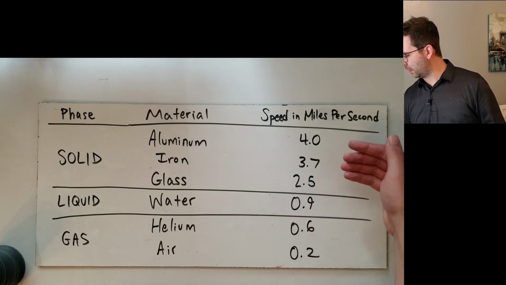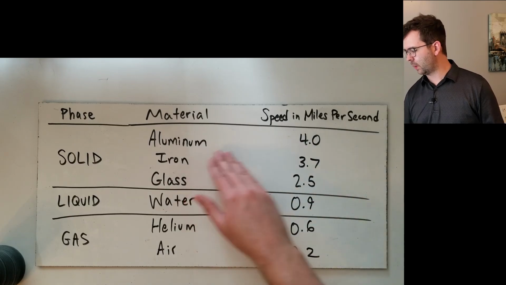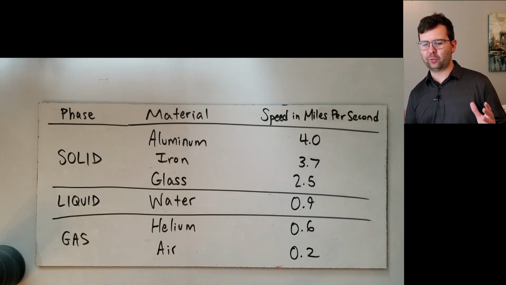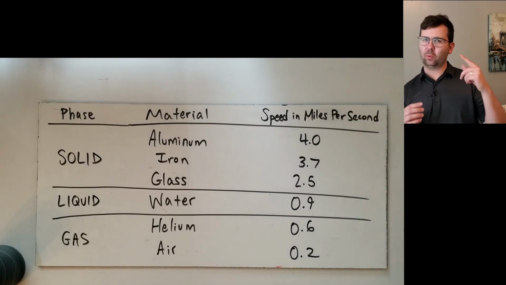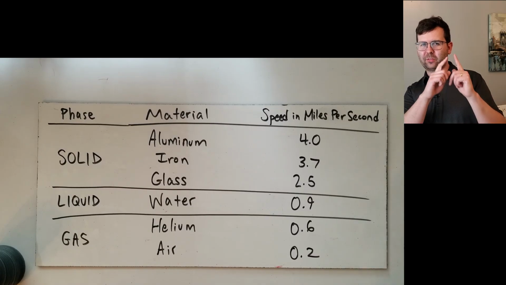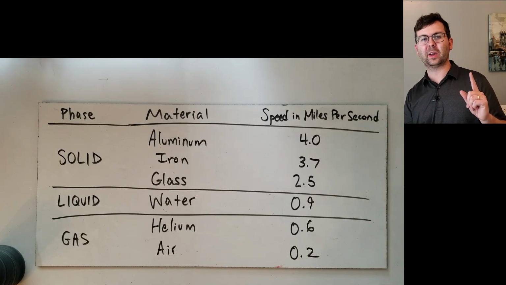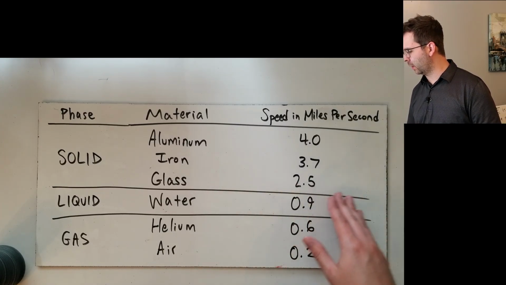But you'll notice at the top here we have solids. These speeds are fastest. So sound travels about 4 miles per second through aluminum. So if you had like a 4-mile long piece of aluminum and you made a disturbance on one end of the aluminum, then that disturbance would travel 4 miles in 1 second. Like that's how fast it goes, very fast. A little bit slower through iron and glass.